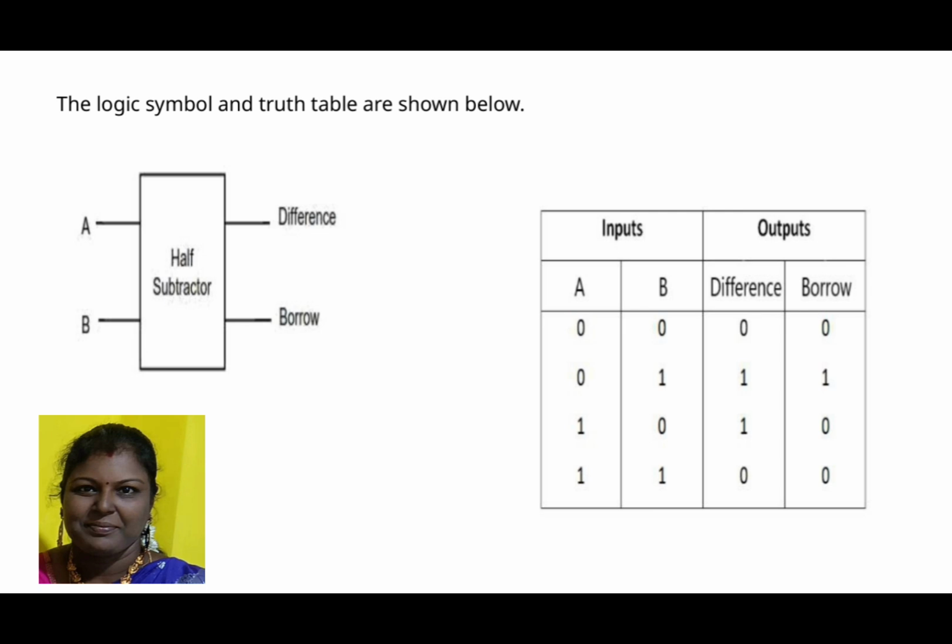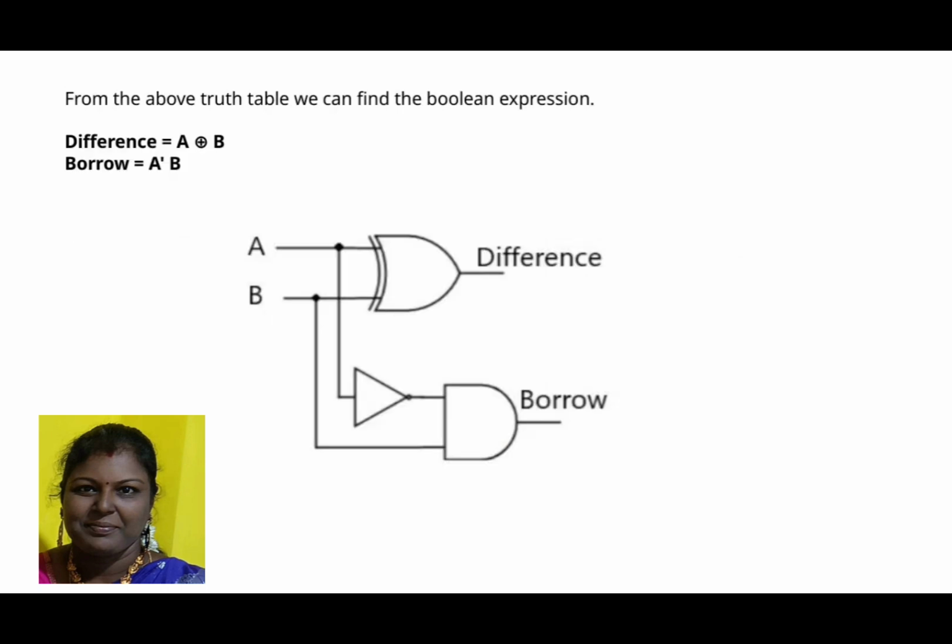Looking at the truth table, we can derive the Boolean expressions that describe the system's behavior. The difference output is represented by A XOR B. That's the exclusive OR operation. Meanwhile, the borrow output happens when A is false and B is true, which we write as A complement and B. These expressions help us understand the logic behind the circuit's function.